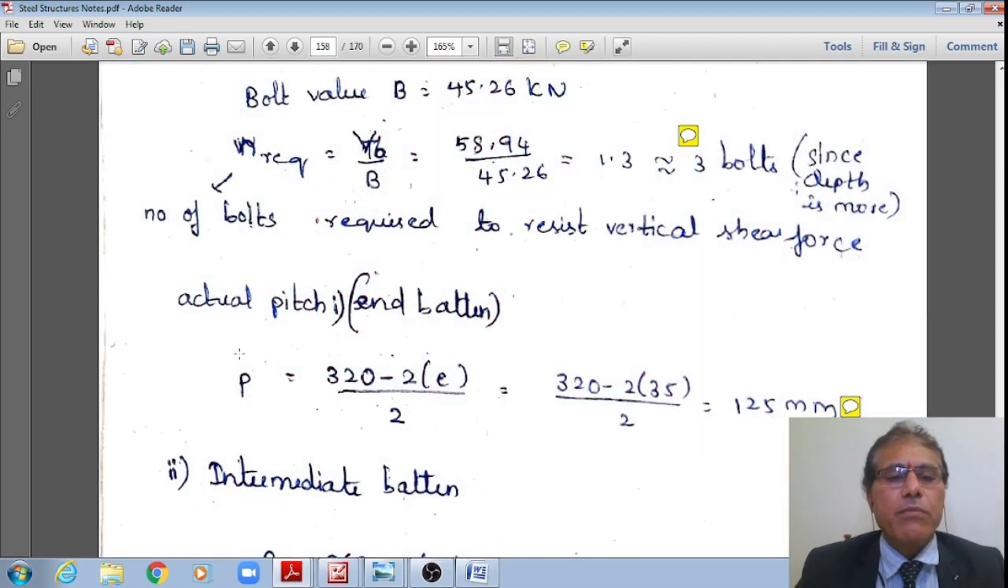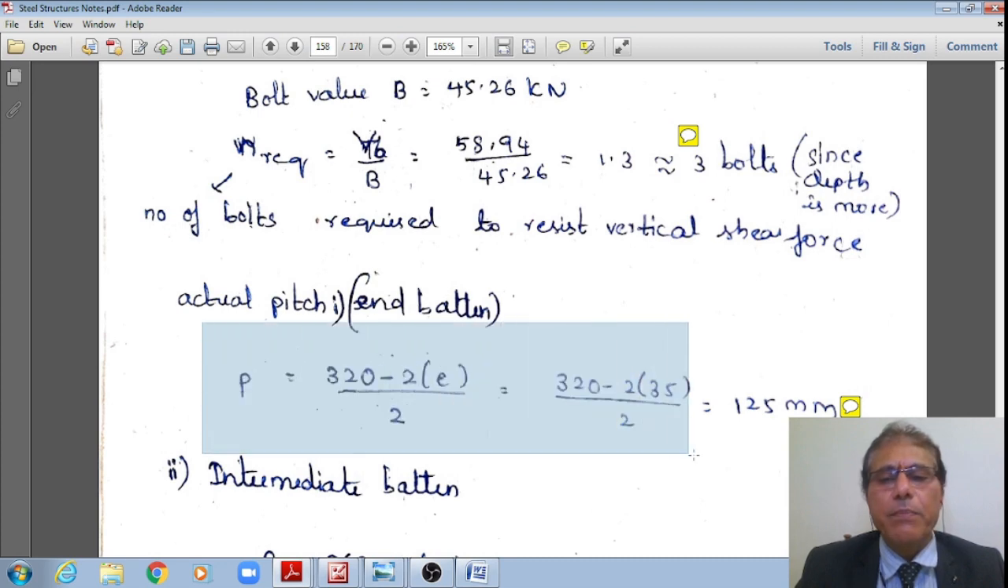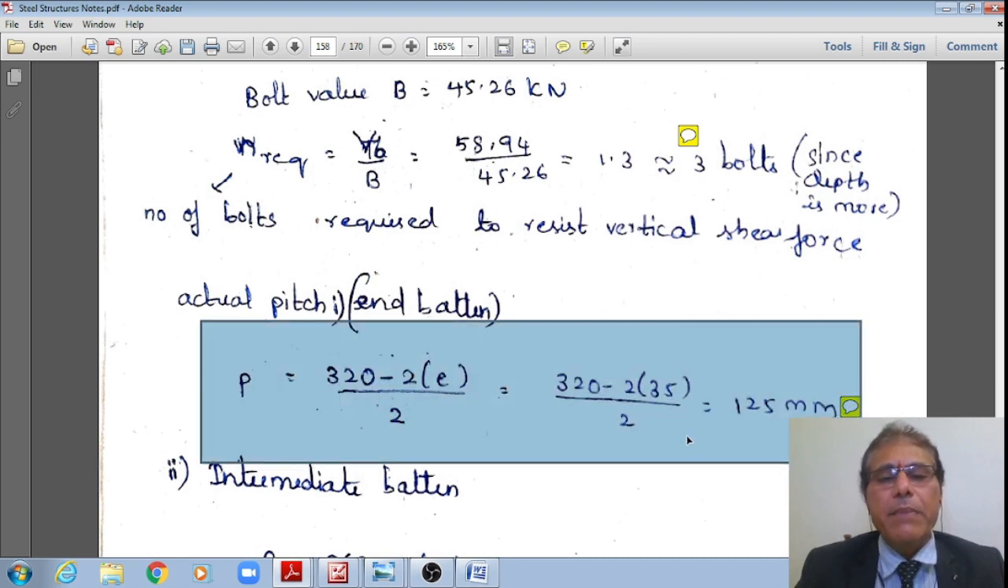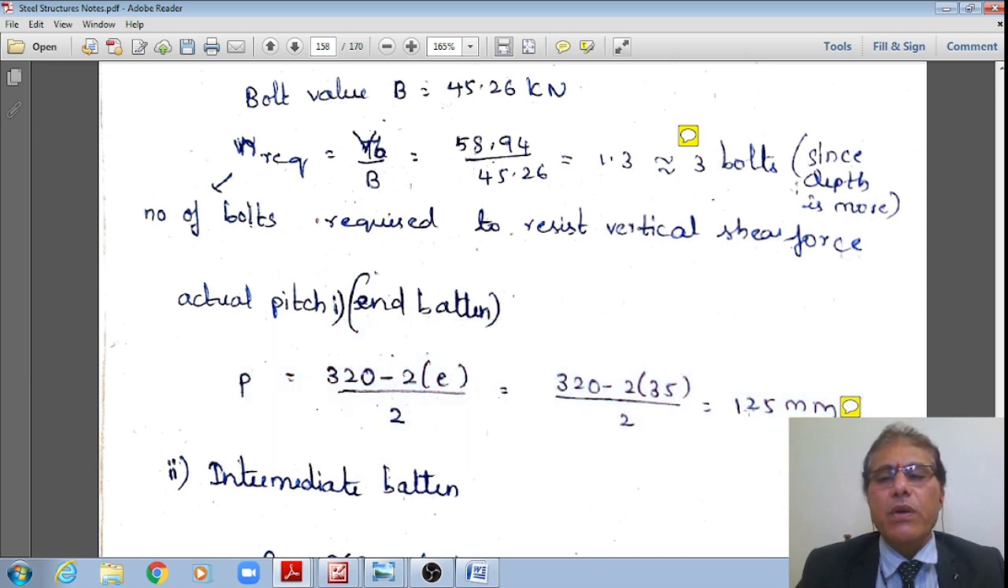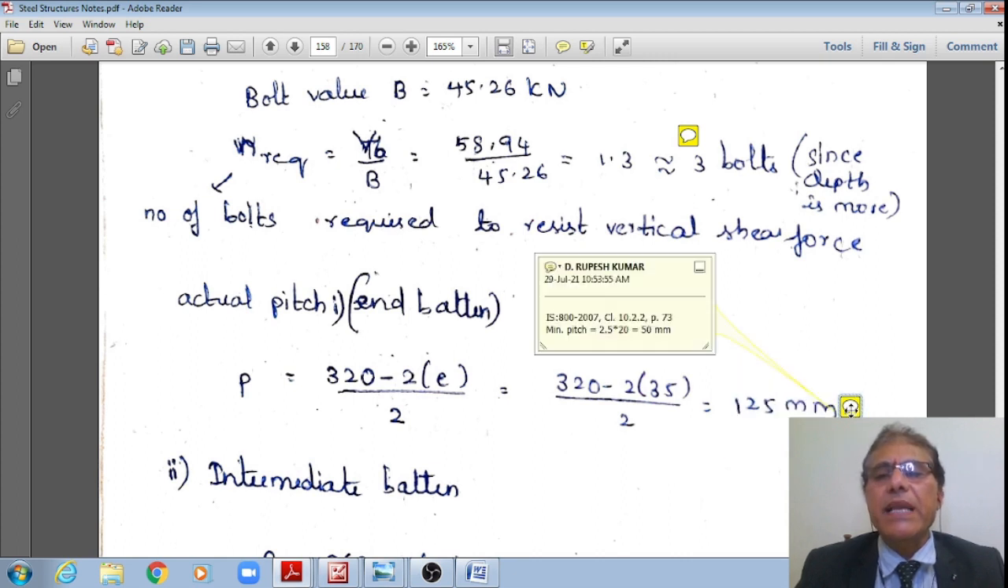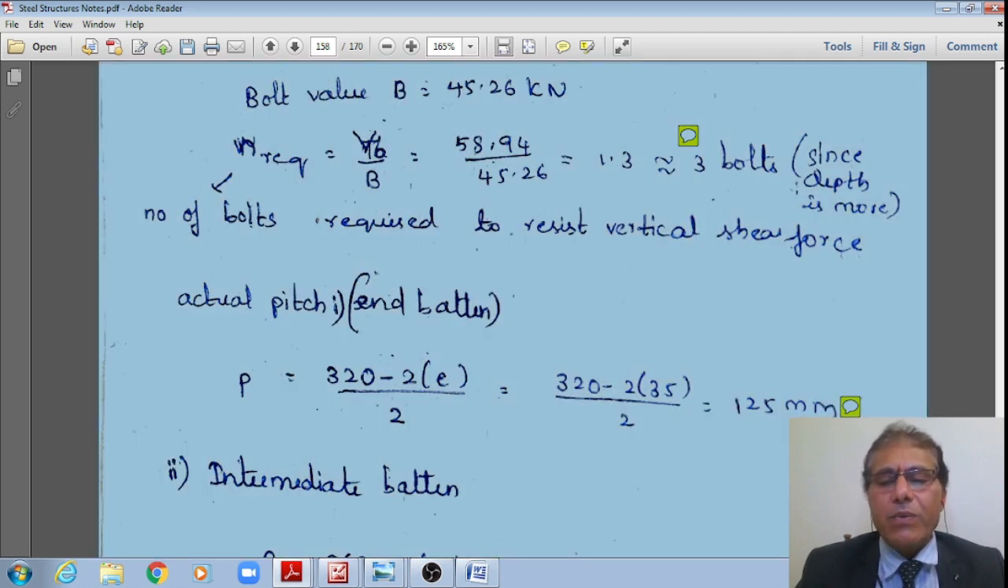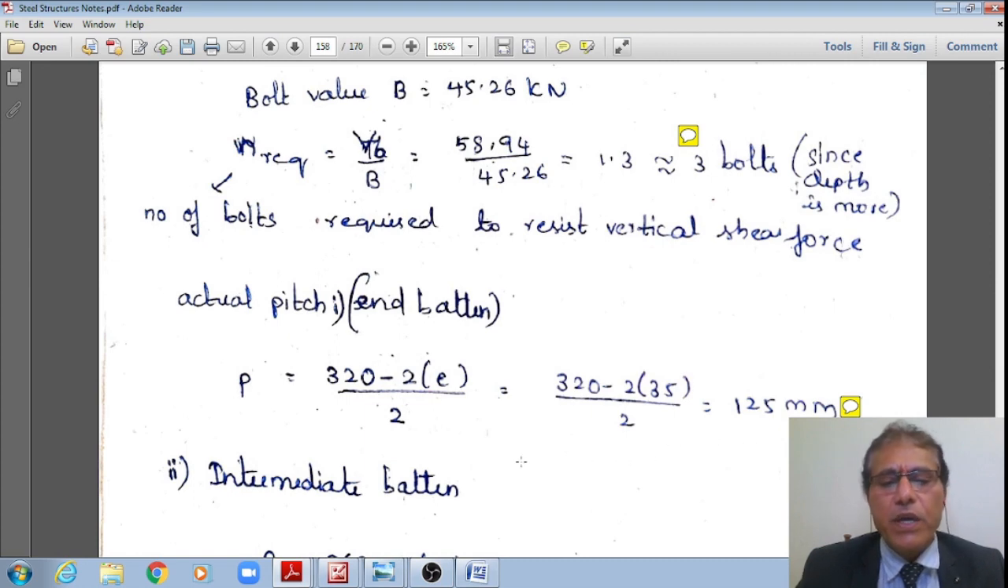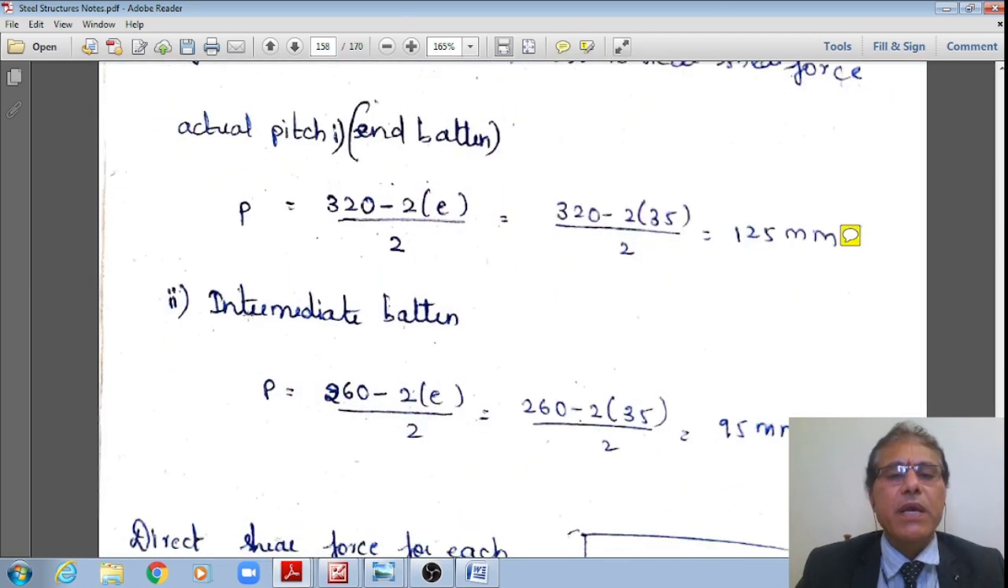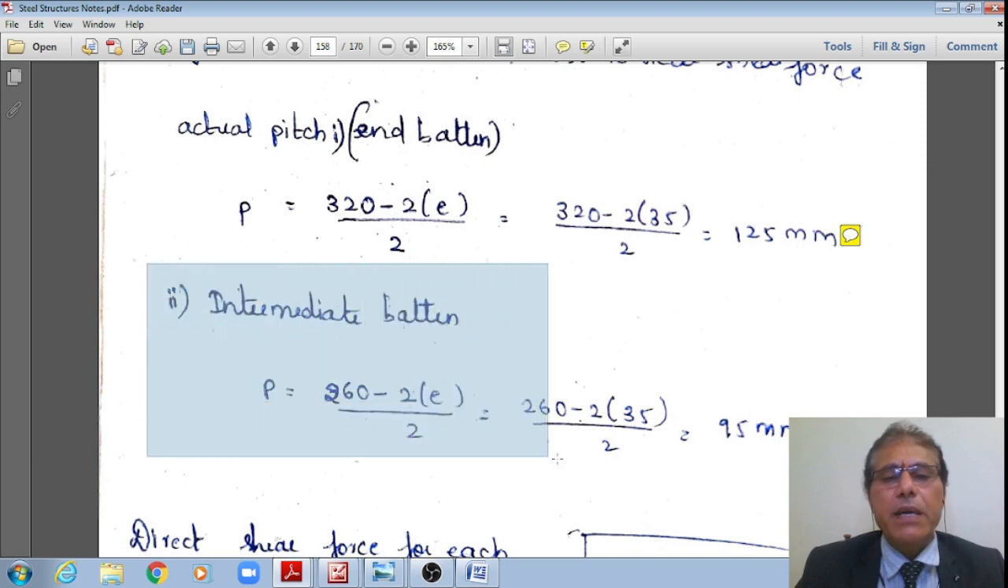If I'm using 3 bolts, what is the actual pitch, student? The pitch works out to 320 minus 2 edge distances, 2 multiplied by 35, divided by 2. Therefore, my pitch is fixed as 125, whereas as per class 10.2.2, page number 73, the minimum pitch should be 2.5 multiplied by the nominal diameter 20 mm, or say 50 mm. Therefore, 125 is greater than 50 mm, so it is okay. Similarly, what is the pitch for the intermediate battens?